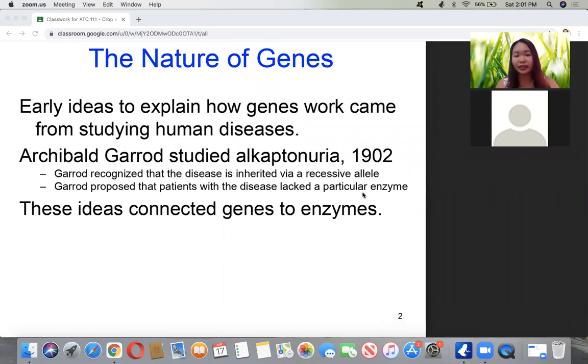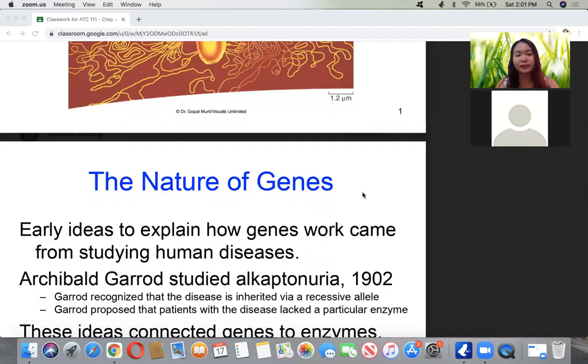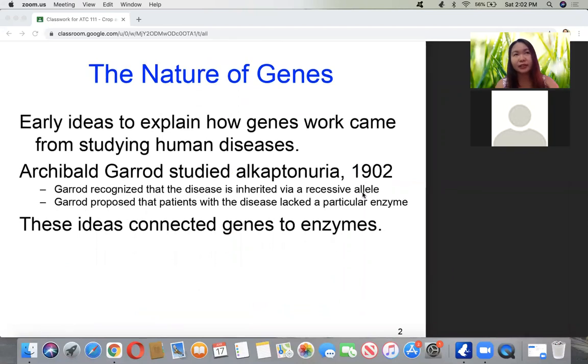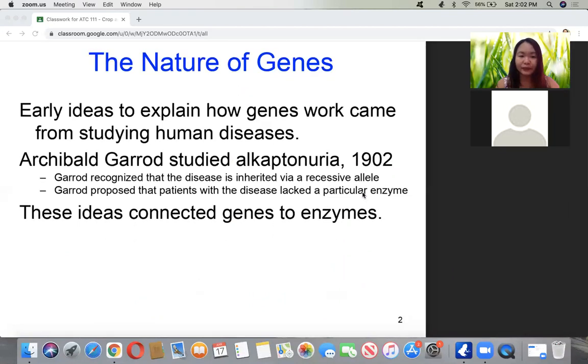Whenever you're ready. Since we will be talking about genes at this point, we are still under module 2, and we're running out of time because there is only one month to go until our finals.